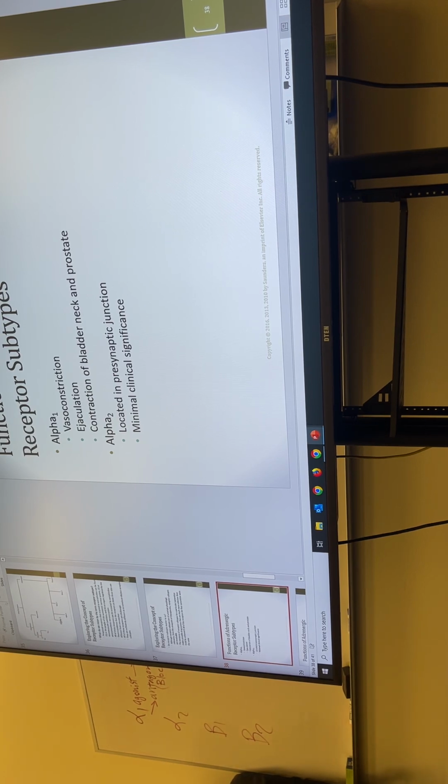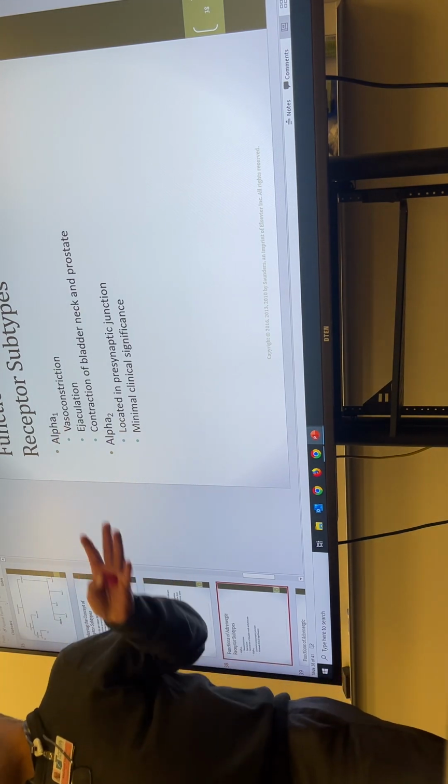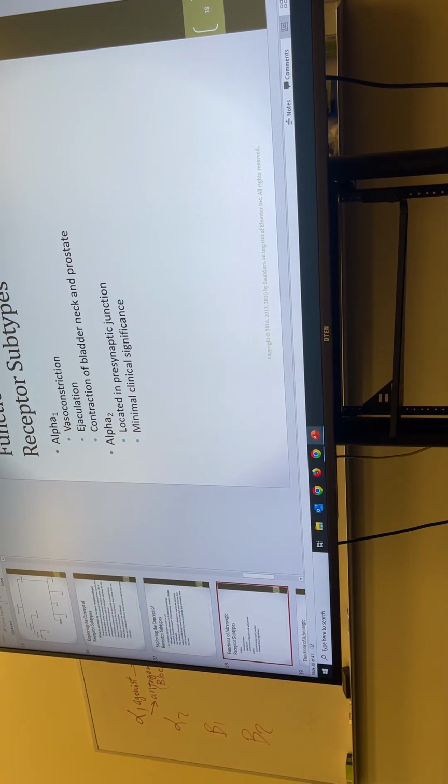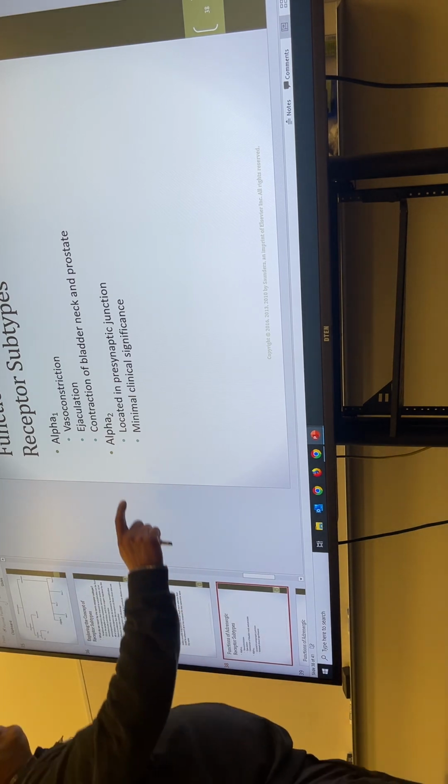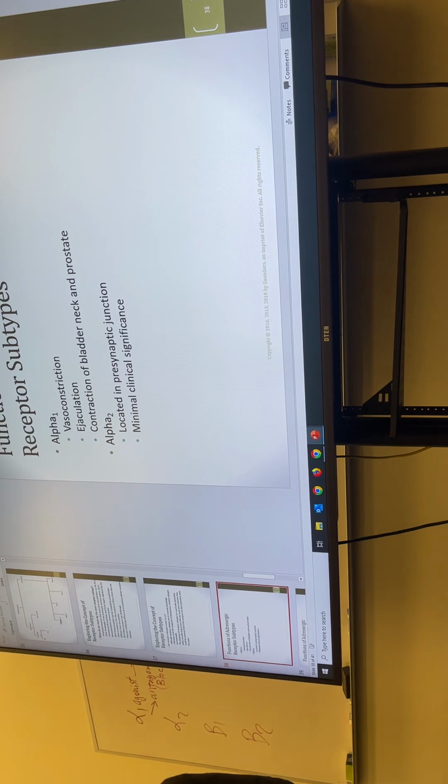Is that bound by epinephrine or norepinephrine or both? Both. But again, norepinephrine is mainly on the vessels, and epinephrine on the heart. Working on those. So now, where is alpha 2? Where do you find alpha 2 receptors?